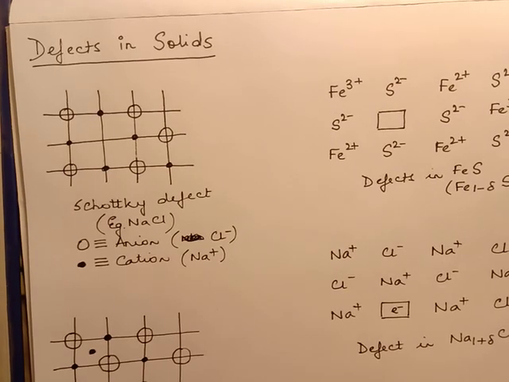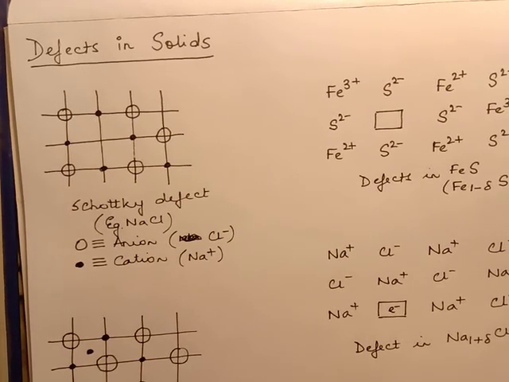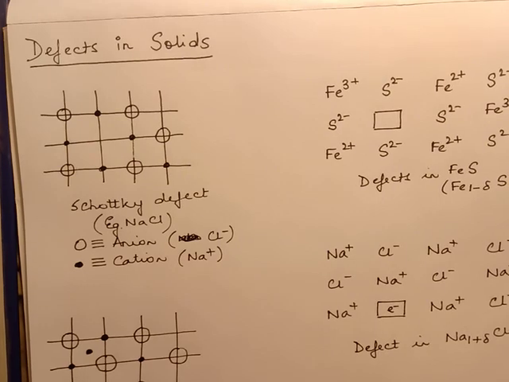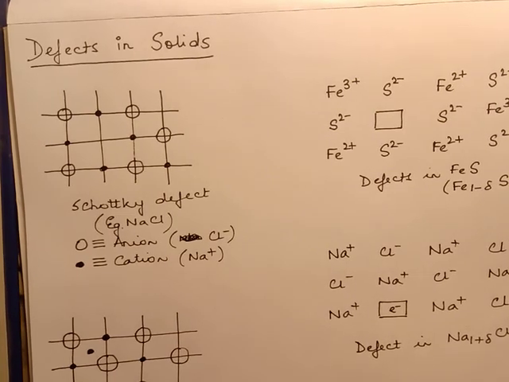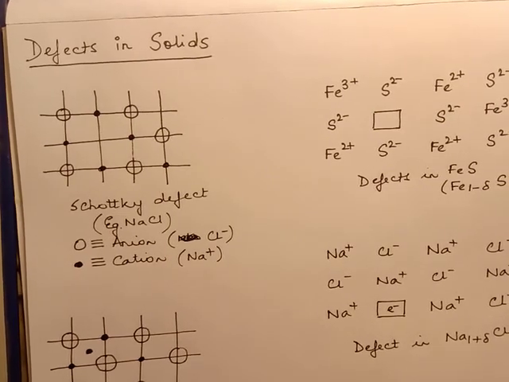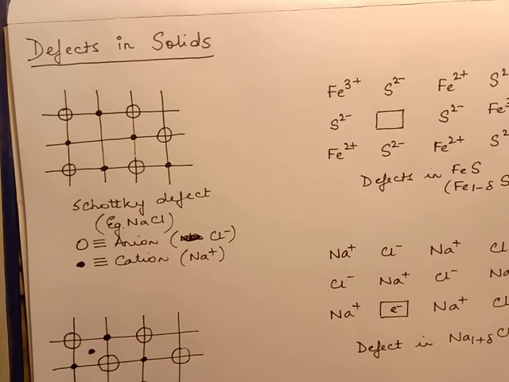So overall, there are two types of stoichiometric defects that you need to know about and two types of non-stoichiometric defects. Understanding these defects, we can then move on to the next part of the chapter, which is semiconductors, metals and insulators.